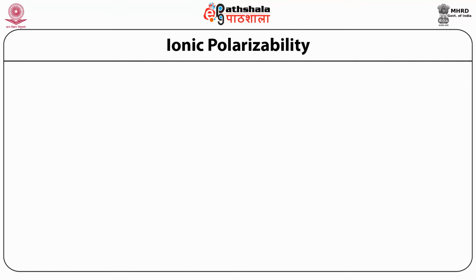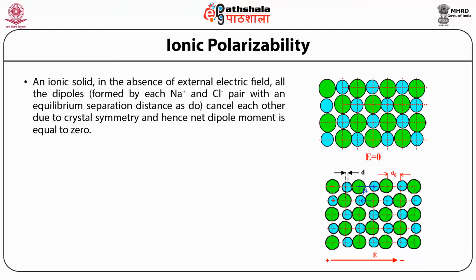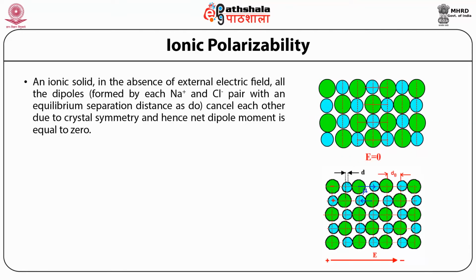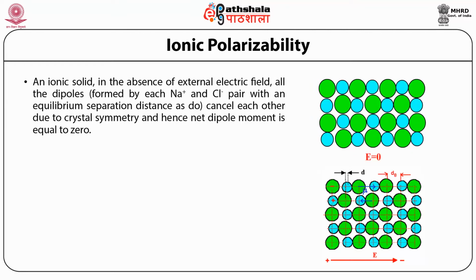Ionic polarizability. So this figure shows that in an ionic solid, in the absence of an external electric field, all the dipoles formed by each Na plus and Cl minus pair with an equilibrium separation distance d naught cancel each other due to crystal symmetry, and hence the net dipole moment is equal to 0. Remember, in these solids, no dipole rotation is allowed.